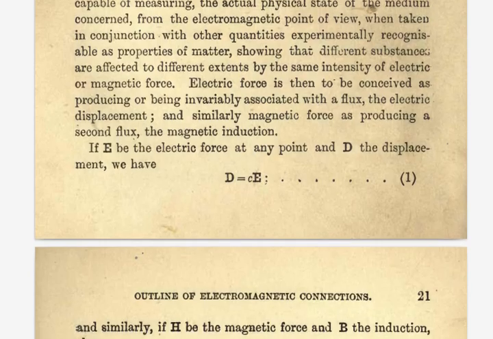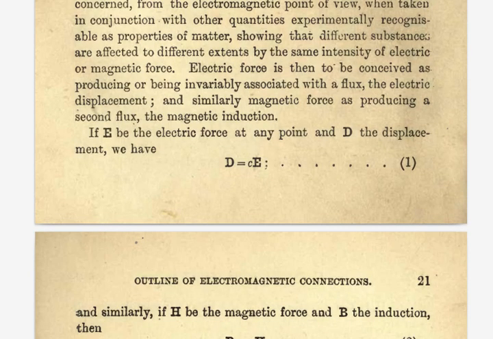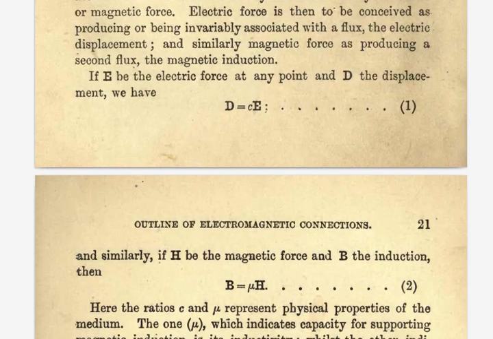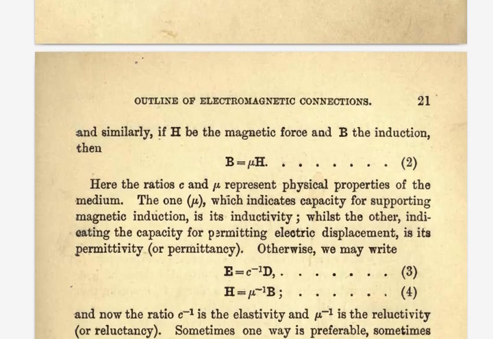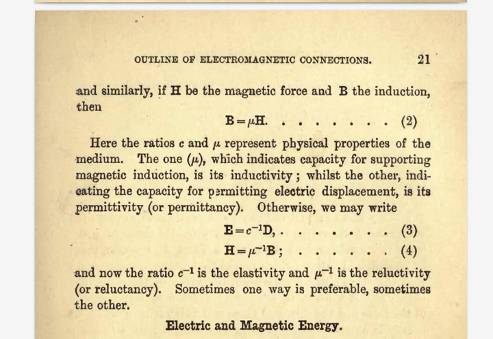Electric force is then to be conceived as producing, or being invariably associated with, a flux, the electric displacement. And similarly magnetic force as producing a second flux, the magnetic induction. If E be the electric force at any point, and D the displacement, we have D equals c times E. And similarly, if H be the magnetic force and B the induction, then induction B equals permeability or inductivity mu times magnetic force H.